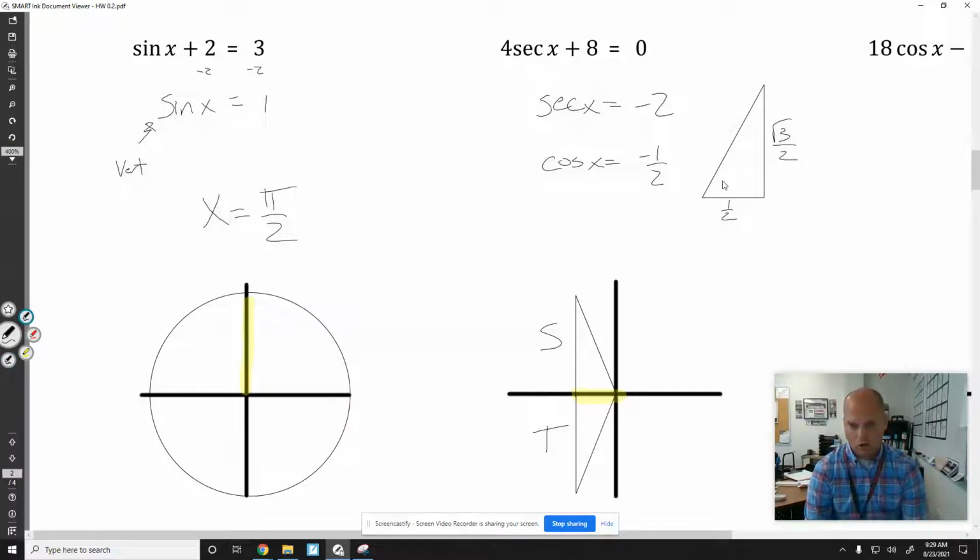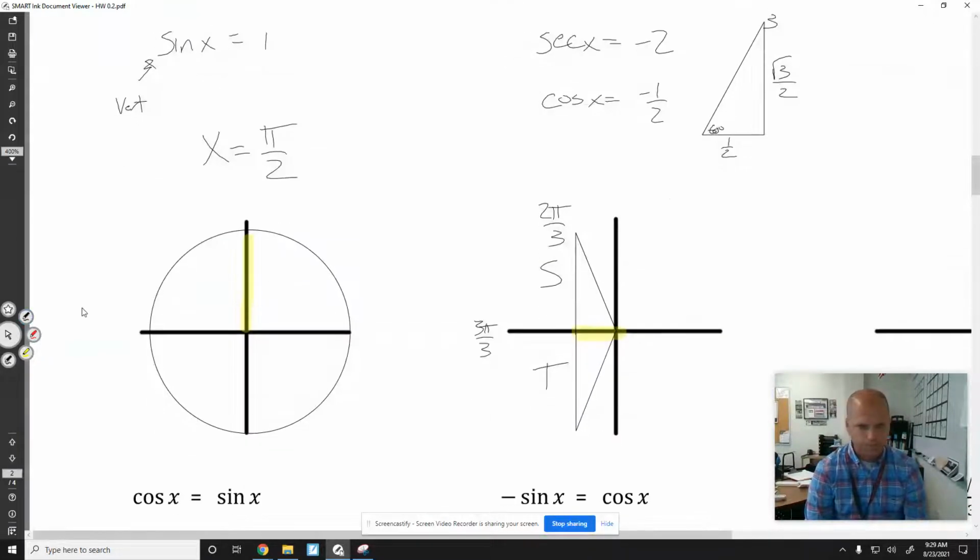So your tall orientation, 60 degrees, pi over 3 radians. We need this pi over 3 and this pi over 3. Start at 3 pi over 3, subtract 1, add 1. This is 2 pi over 3. This is 4 pi over 3.